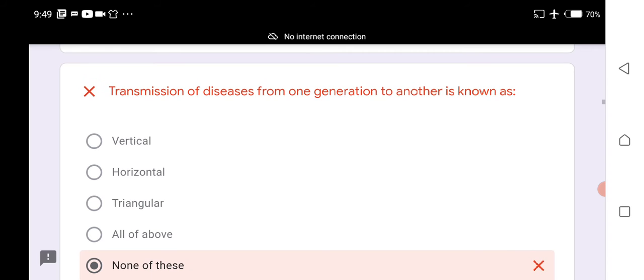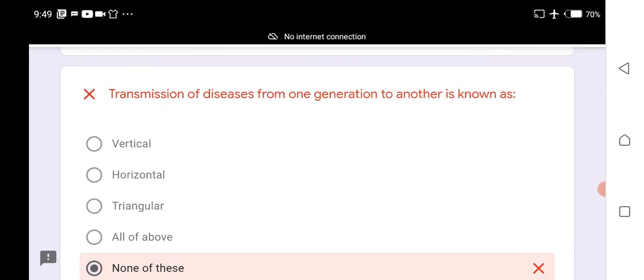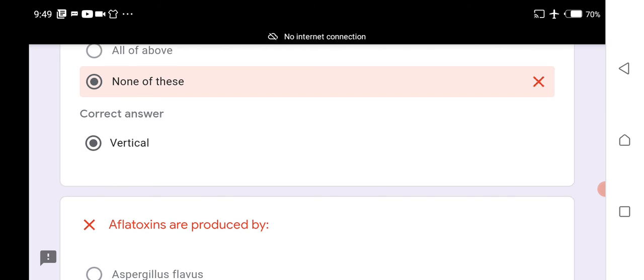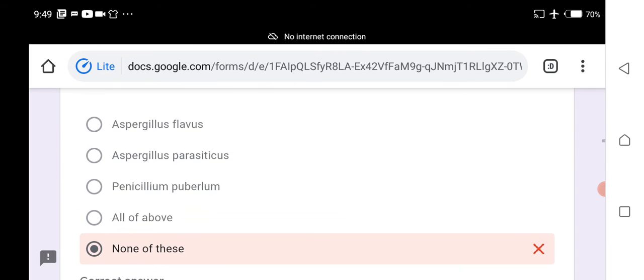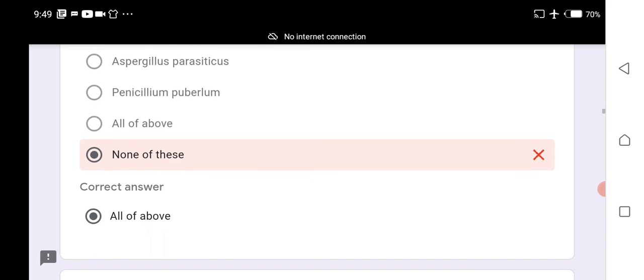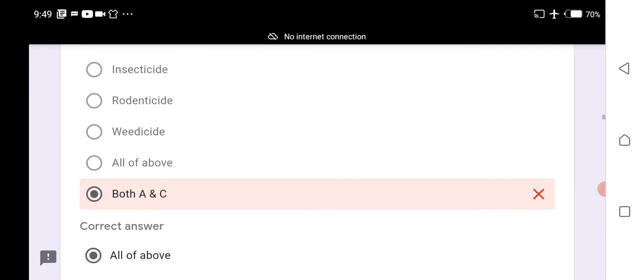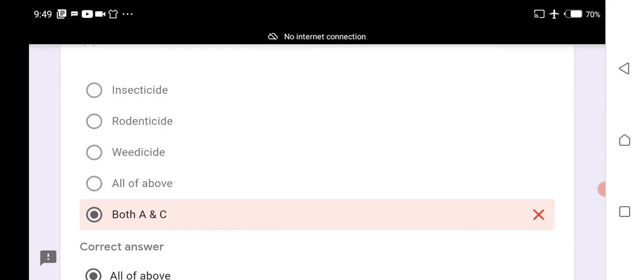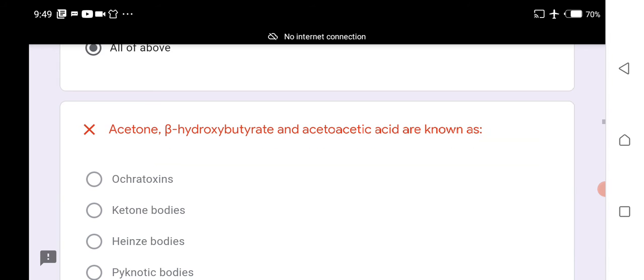Transmission of diseases from one generation to another is known as vertical transmission. Aflatoxins are produced by all of the above: Aspergillus flavus, Aspergillus parasiticus, Penicillium puberulum. They all form aflatoxins. Pesticides include all of the above: insecticide, rodenticide, and weedicide.